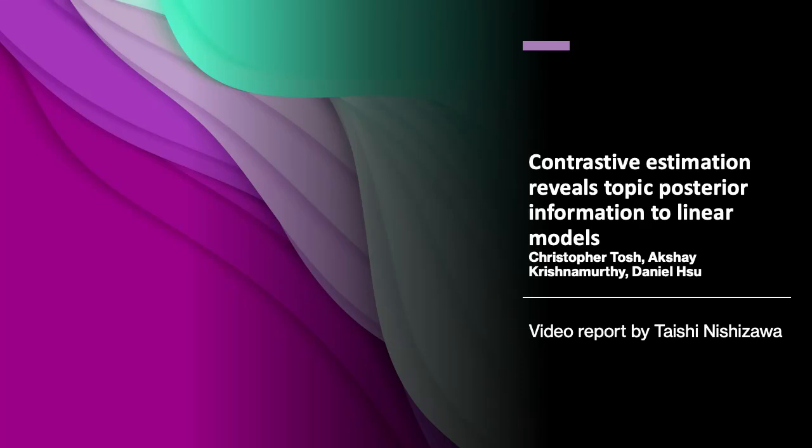Hello, my name is Taishi Nishizawa, and today I'll be doing a presentation on the paper called Contrastive Estimation Reveals Topic Posterior Information to Linear Models, written by Christopher Tosh, Akshay Krishnamurthy, and Daniel Hsu.